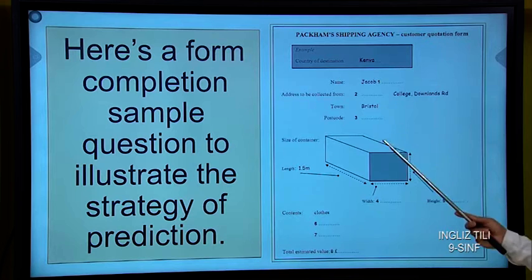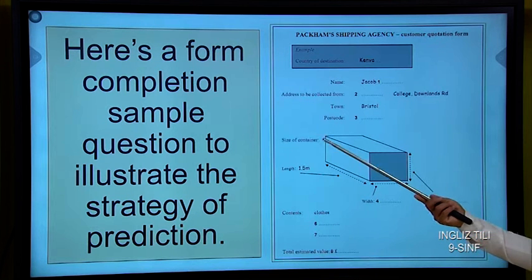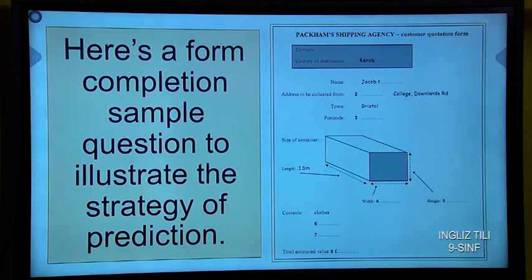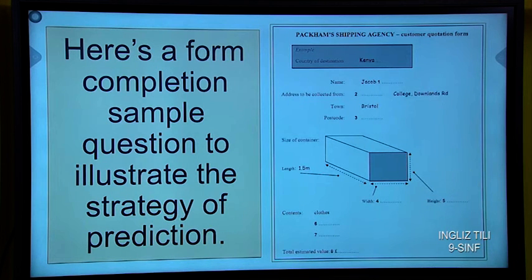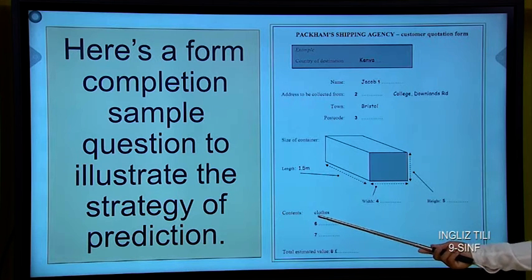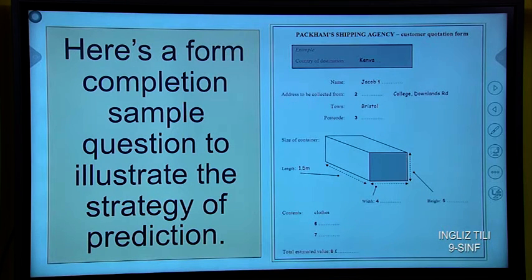So, here is an example for you. Sample question to illustrate the prediction strategy. Here is how you can predict. For example, name. You can predict here a noun. And here postcode, it means you should write the numbers. So, here contents, clauses, it means you should write adjectives or nouns.